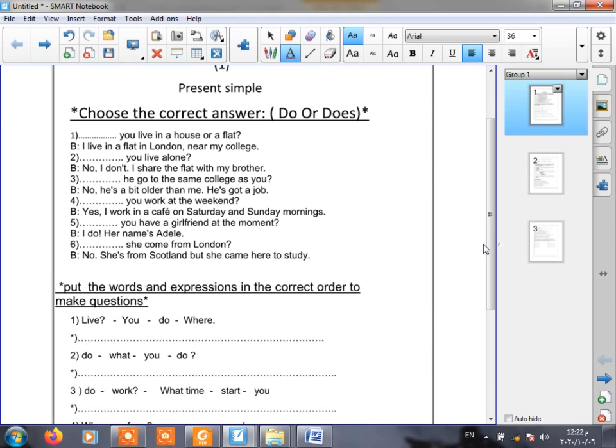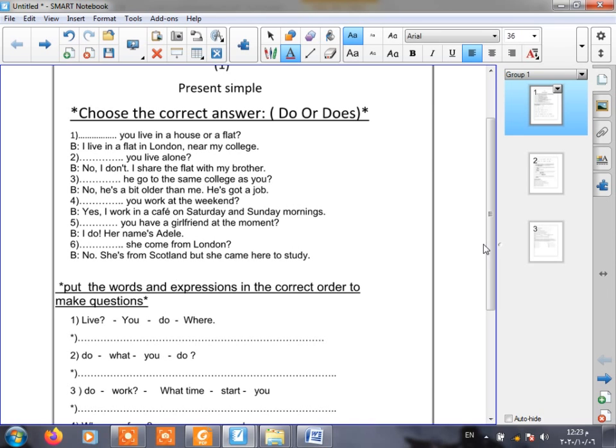So the first one is a question, because we have a question mark at the end. So you live in a house or flat? Do or does? Do. Very good. Do you live in a house or flat? I live in a flat in London near my college. Then he asked another question. Live alone? Do you live alone or does? It would be do. Very good. Do you live alone? No, I don't. I share the flat with my brother.